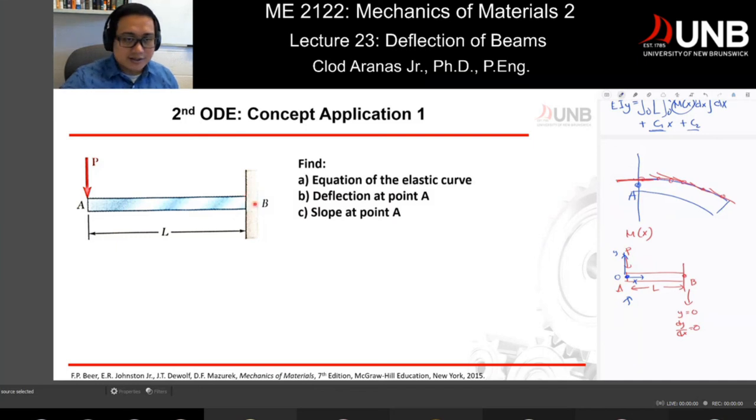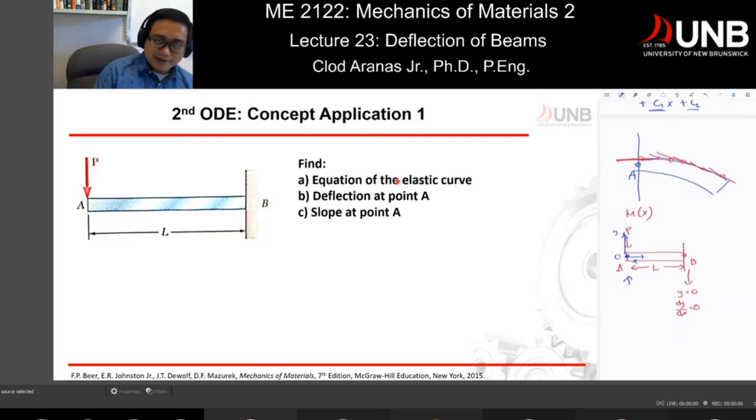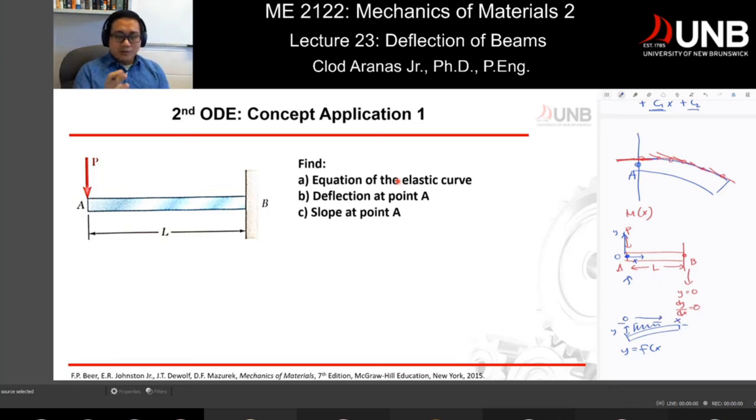Okay, so the question here is find the equation of the elastic curve. And what's the elastic curve? In this particular case, the elastic curve that the problem is talking about is, imagine that your beam could deflect like this. So you have a certain value of y. You need to determine an equation, y is equal to a function of x, that describes the change in y as you move from 0 into x. So that's what the letter A asks you.